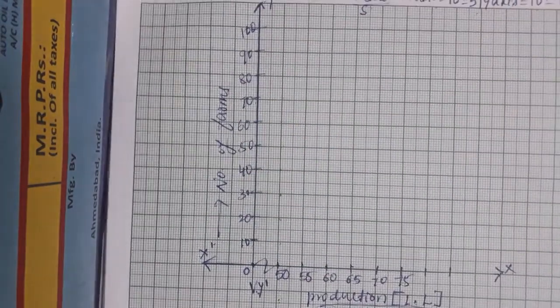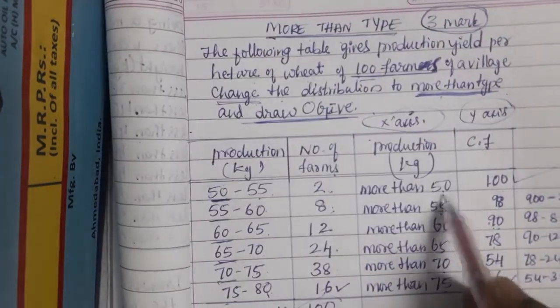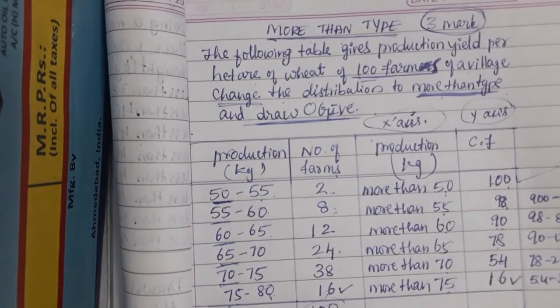So now everything is ready. We have to plot. So what will you be plotting? Like this. For 50, it is 100. Okay. For 55, it is 98.